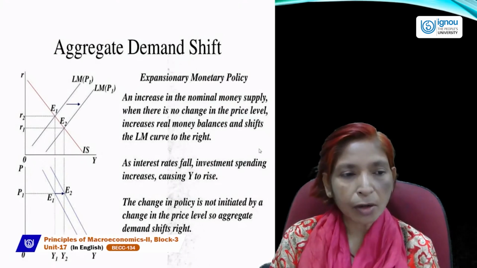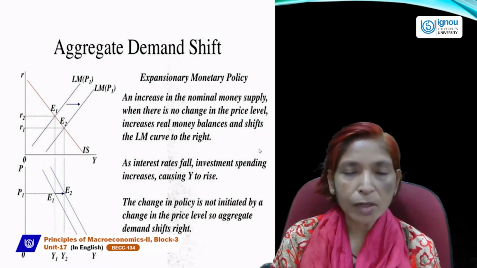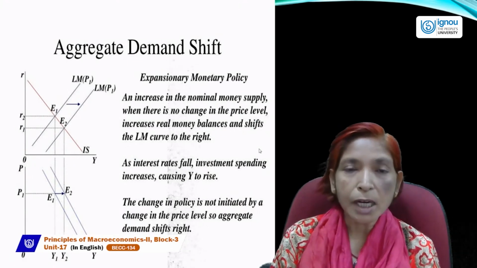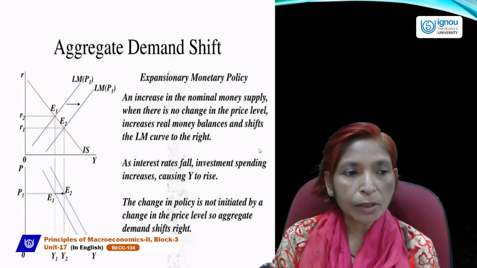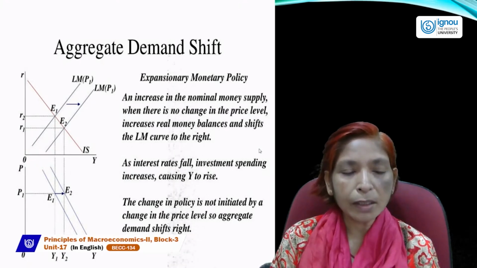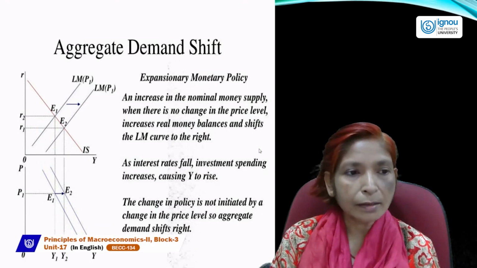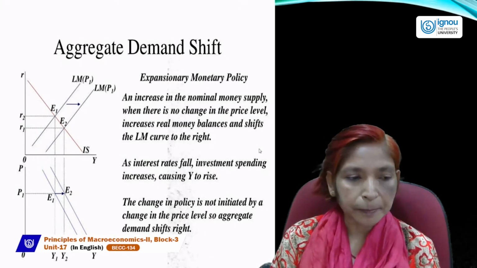First of all, we will draw the IS curve, which is always a downward sloping curve, and the LM curve, which is always an upward sloping curve, where both curves intersect each other. Equilibrium point will be determined. Here the first equilibrium point is E1. At this equilibrium point, the rate of interest is higher, R2, and the income level is Y1.